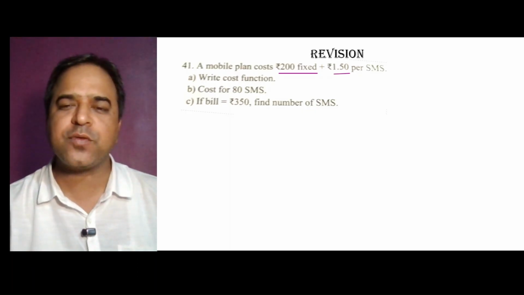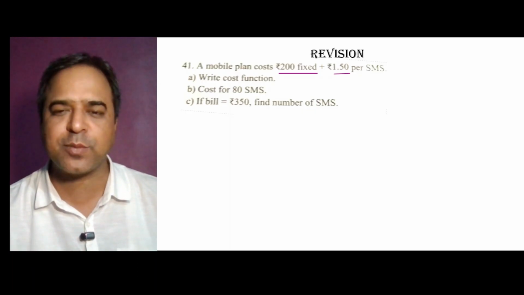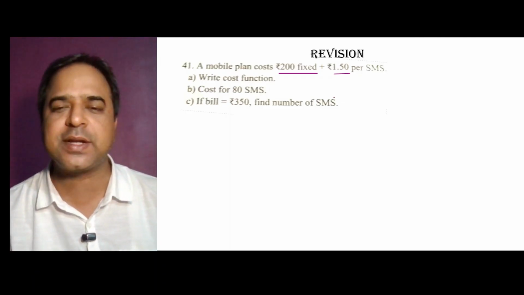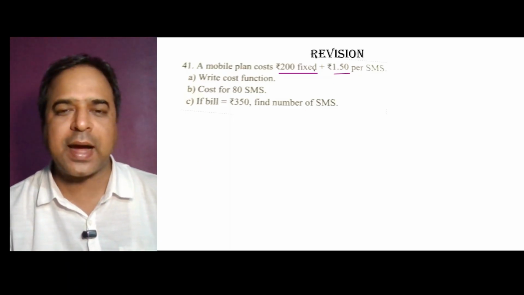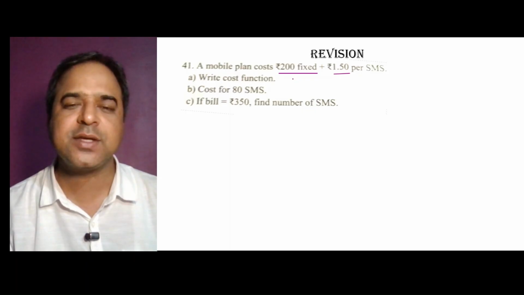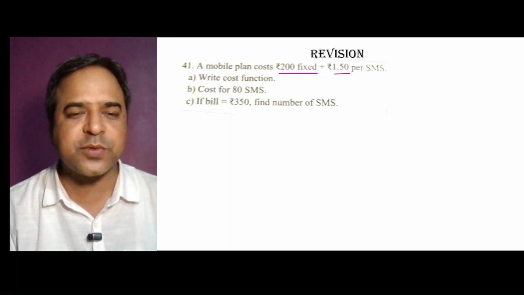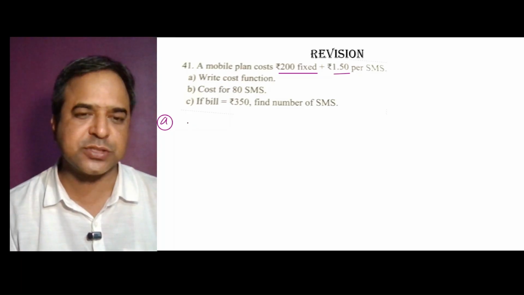Okay. Suppose you are sending two messages, three messages, four messages. So whatever number of messages you are sending, you need to multiply it with 1.5. Okay. And this 200 you are already paying. So here, first question, if you see, it is asking to write the cost function.